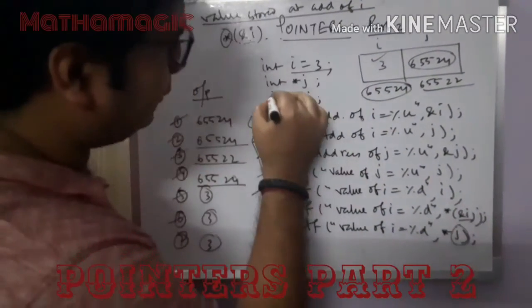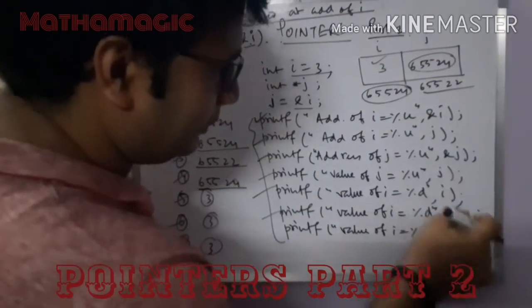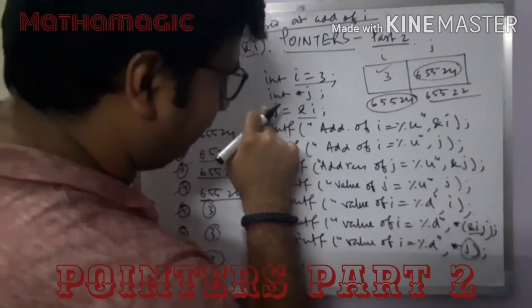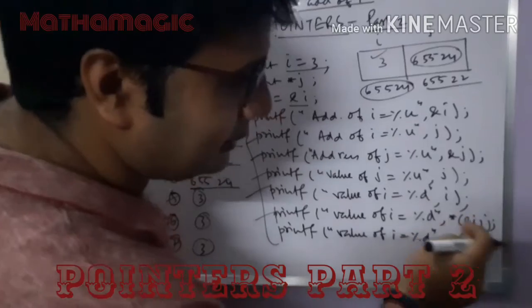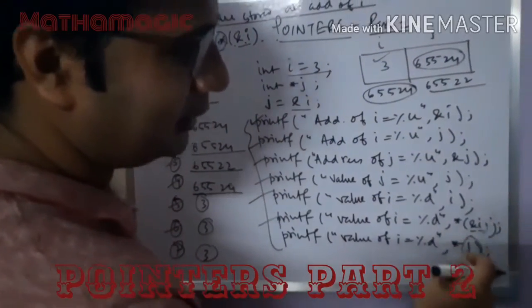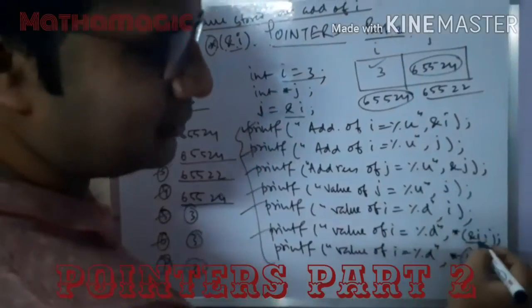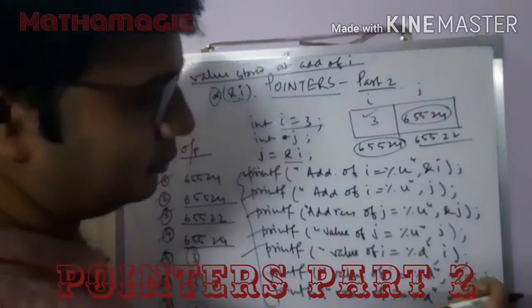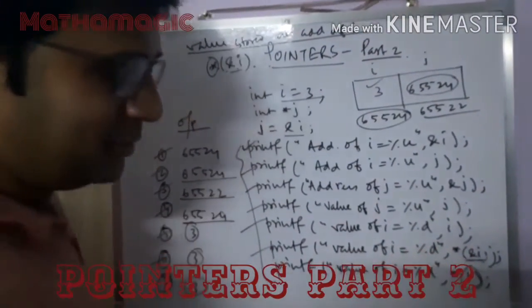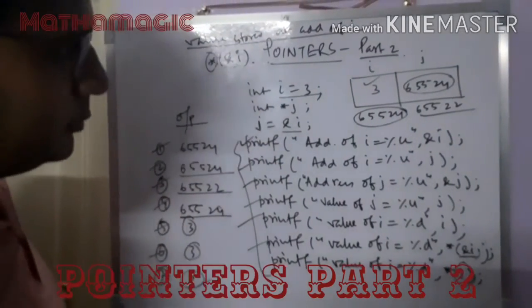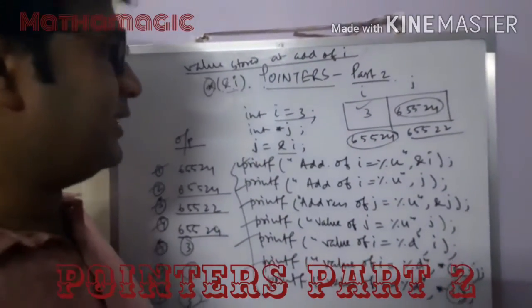Ampersand of I is equal to j. If you just replace this value of j here, the thing remains the same. These two are same because we have already written that j is equals to ampersand of I. Just put j here, so it will become star j. So these two statements become same. So that is why the output becomes same. This is how pointer works actually.